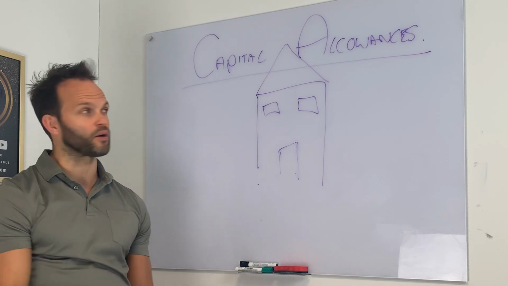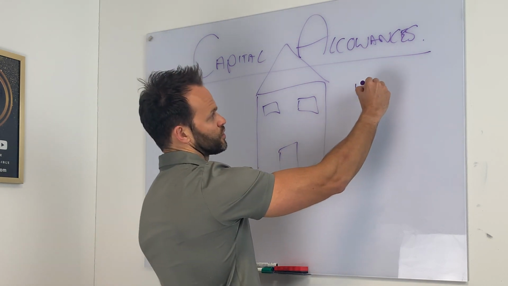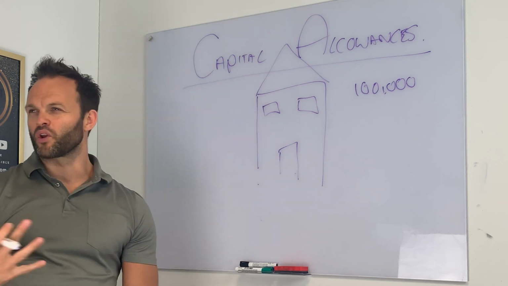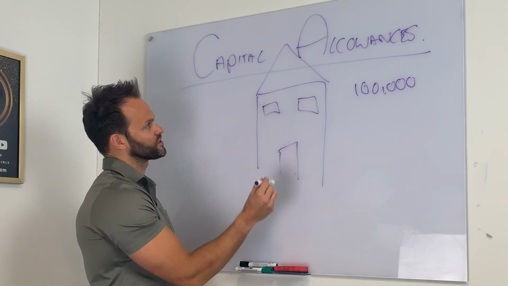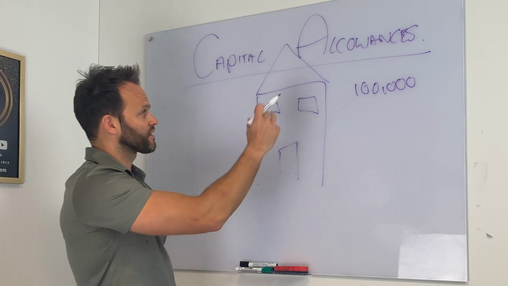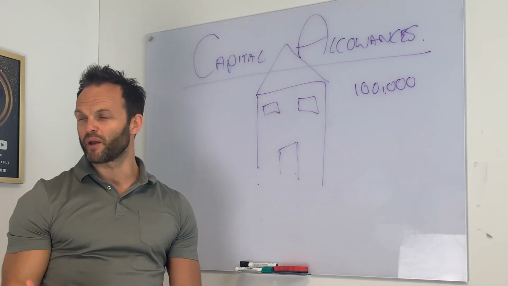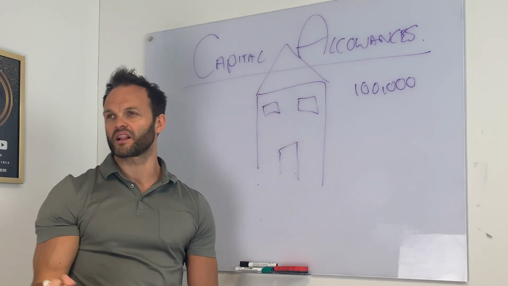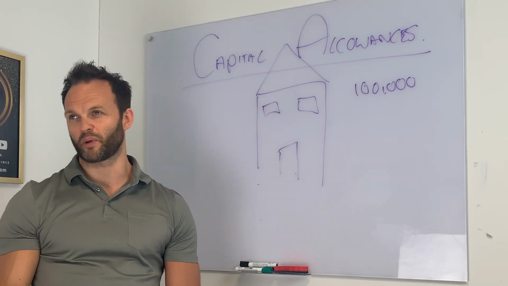So you've bought this house and let's just say for argument's sake it was £100,000. The capital allowances element of this is basically all of the fixtures and fittings. So if we turned this house upside down and shook it, everything that doesn't fall out, pipe work, wiring, those sort of things, then they are classed as your capital allowance expenditure.